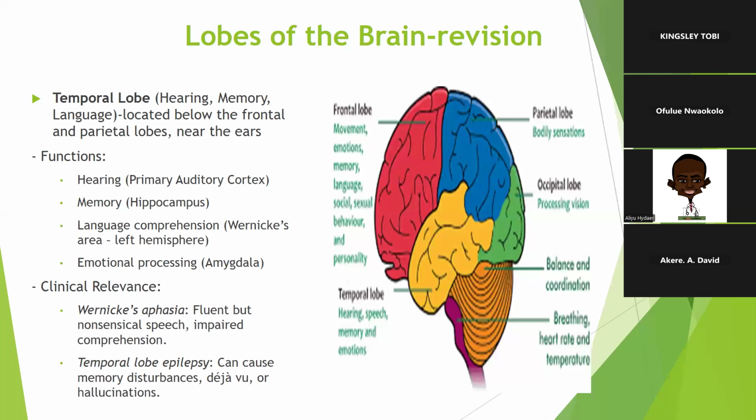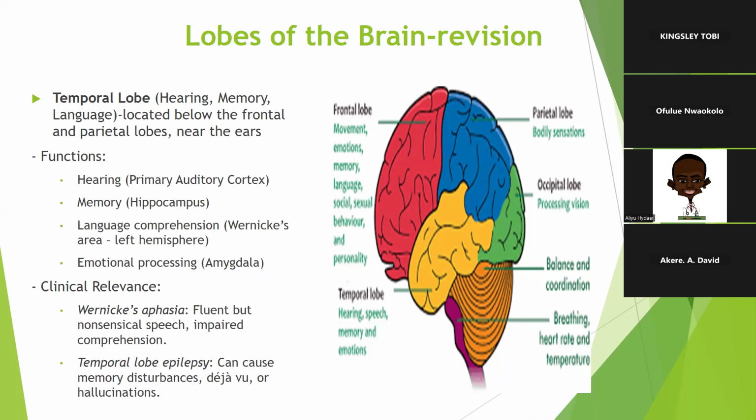The temporal lobe, this is very important, especially when we come to the point of talking about temporal lobe epilepsy. The temporal lobe is the center for auditory function, the primary auditory cortex. It is involved in hearing, memory, and language, the HML. The memory is really in the hippocampus, while in the left hemisphere, there's what we call the Wernicke's area.